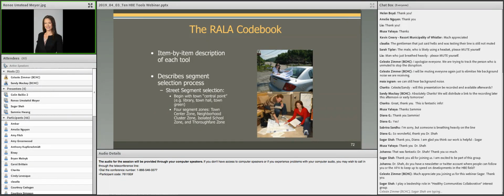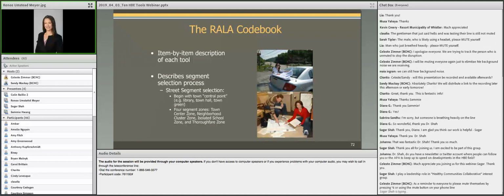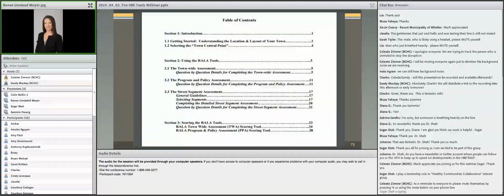Implementing the tools, we developed a code book, and it's an item-by-item description. An example of what it walks through is how you define what types of street segments you would even assess if you were doing the street segment assessment, looking at these zones within the community. The table of contents of that code book is what I put up right here. We start with some background, and we start talking about how you even think about a town center point within your rural community. And then for the town-wide assessment, it goes through question by question, then the program and policy assessment, as well as the street segment assessment, and then some scoring information at the end.